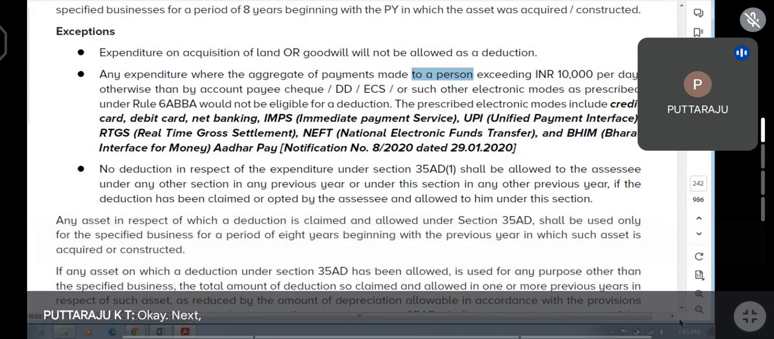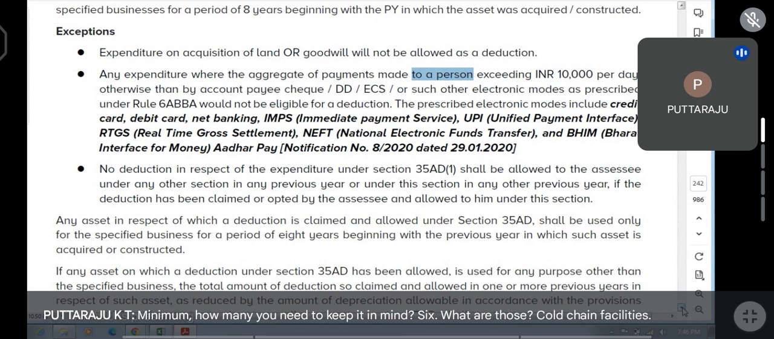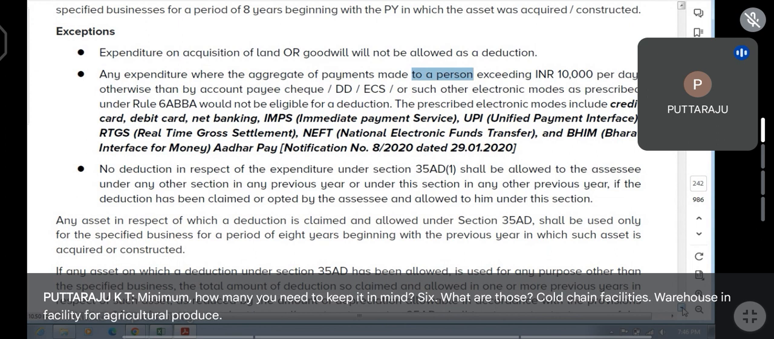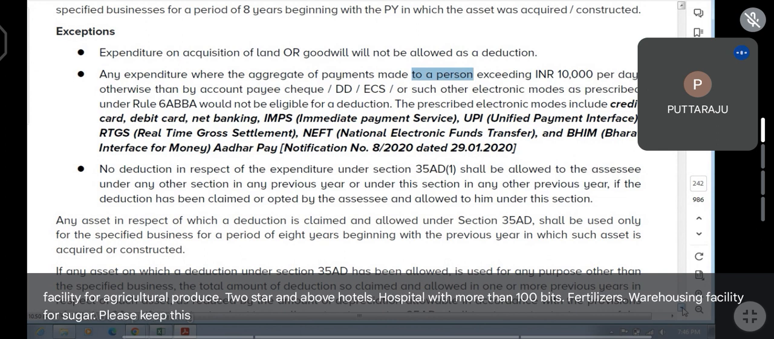Next. How many businesses do you need to keep in mind? Specified business. Minimum, how many do you need to keep in mind? Six. What are those? Cold chain facilities, warehousing facility for agricultural produce, 2-star and above hotels, hospital with more than 100 beds, fertilizers, warehousing facility for sugar. Please keep these six in mind.